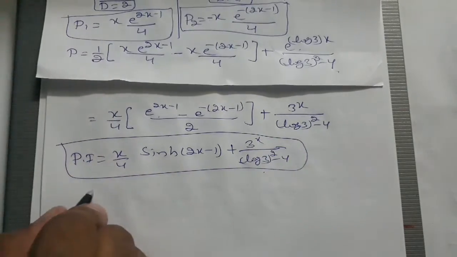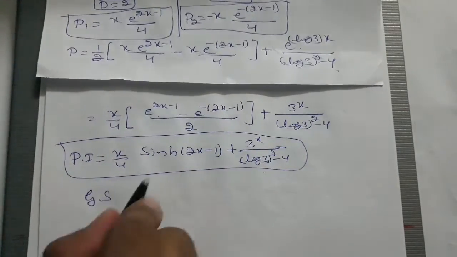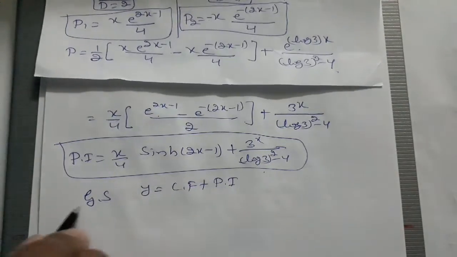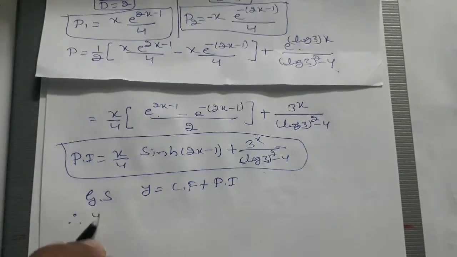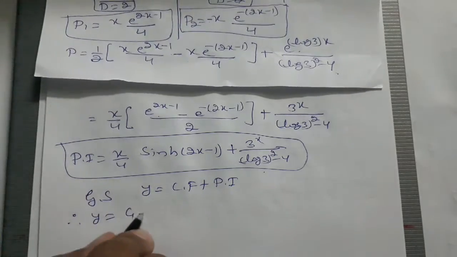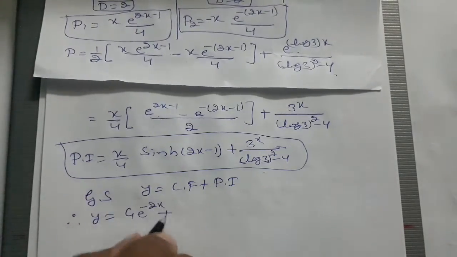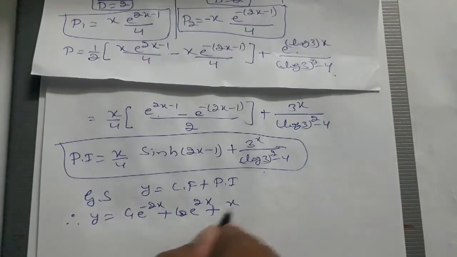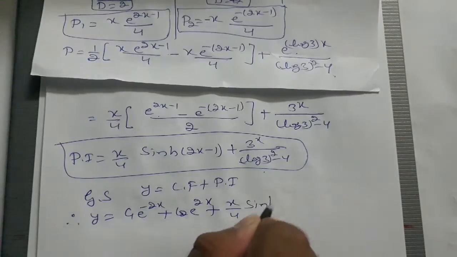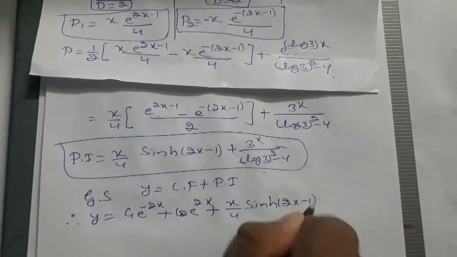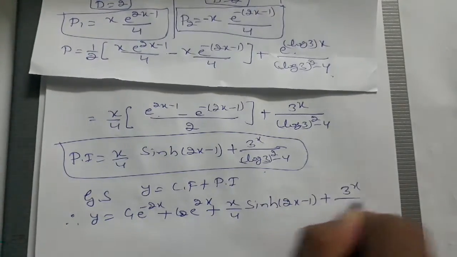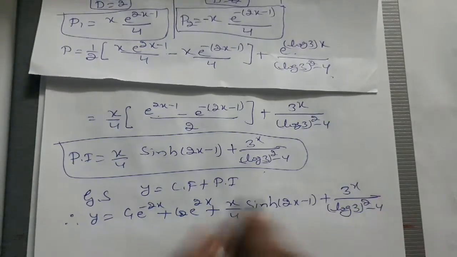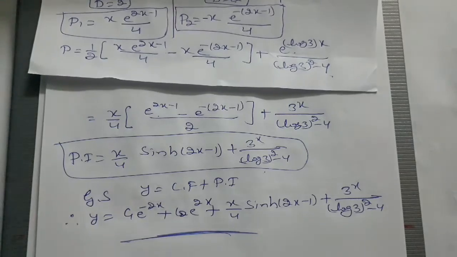So last, the general solution or complete solution you write as y equal to complementary function plus particular integral. Therefore y is equal to C1 e to the power of minus 2x plus C2 e to the power of 2x, and this particular integral, x by 4 sine hyperbolic of 2x minus 1, plus 3 to the power of x divided by log of 3 the whole square minus 4. This is the required answer.